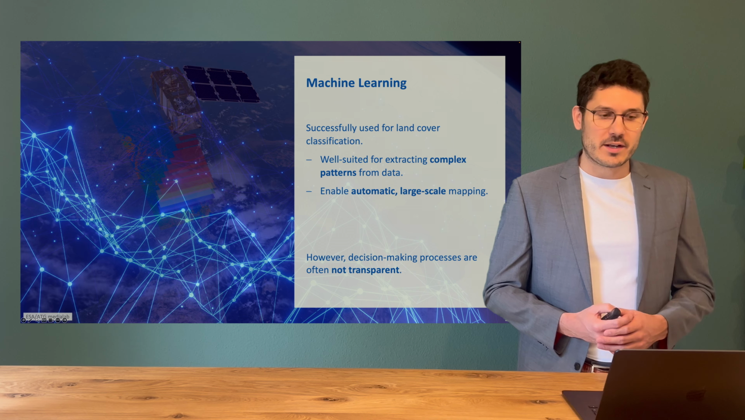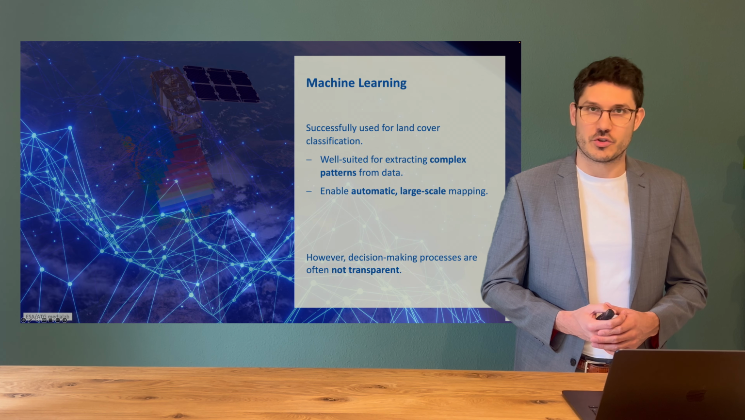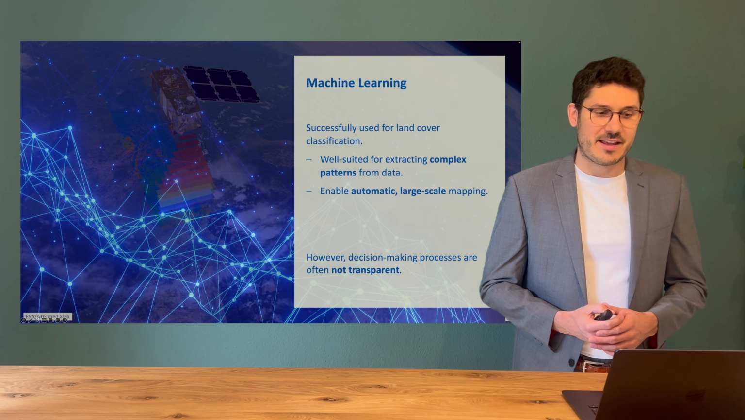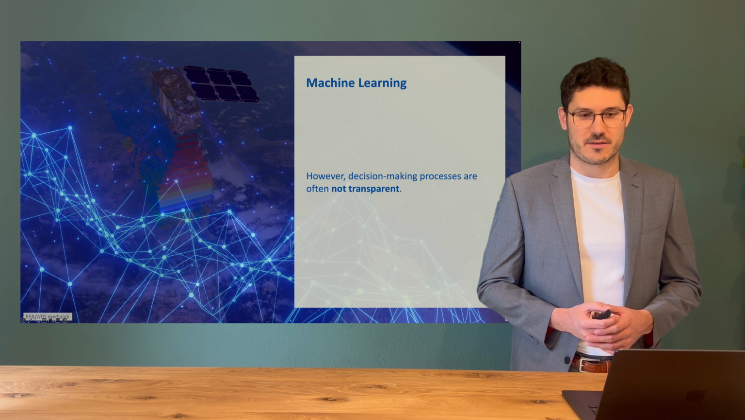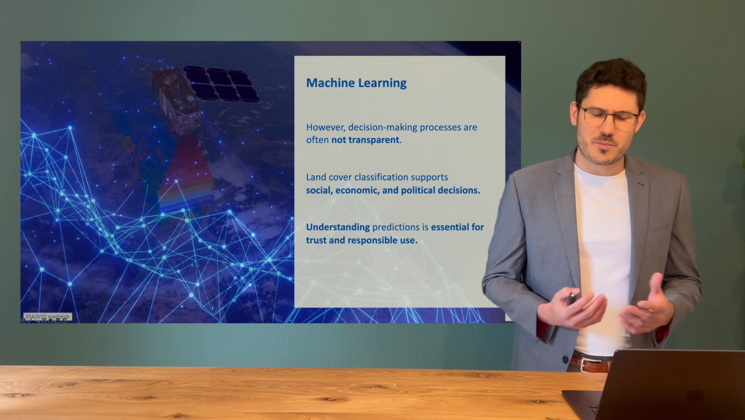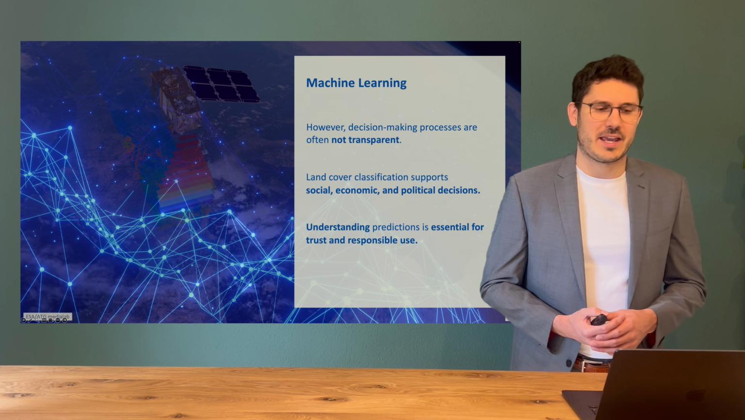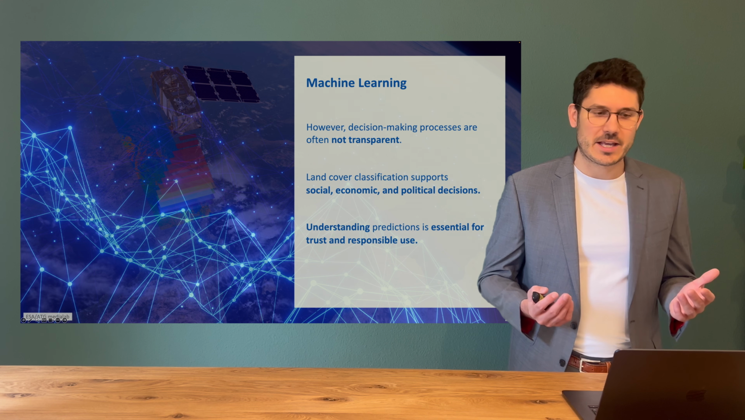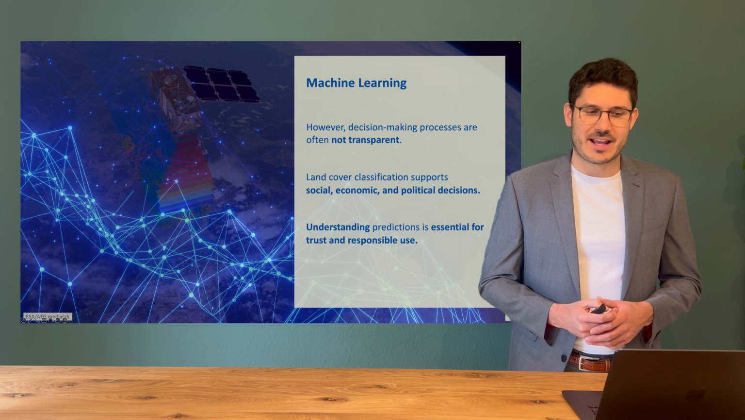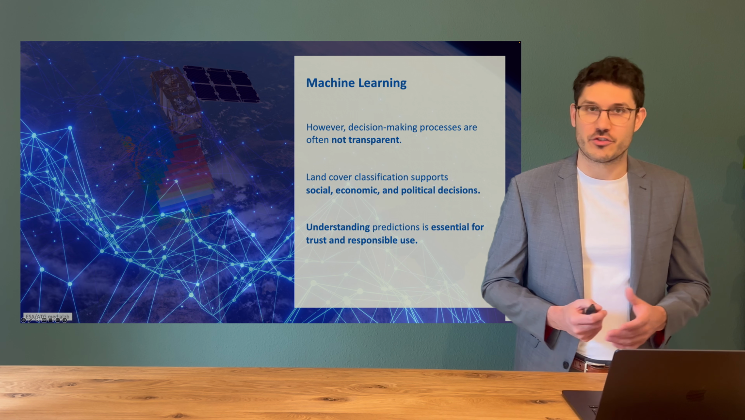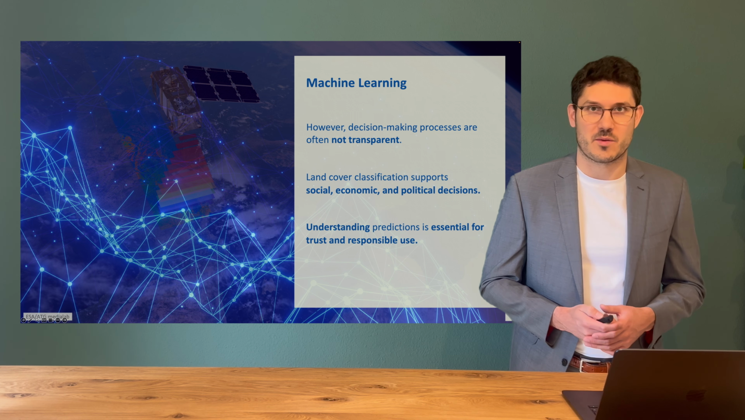However, there's one downside of using machine learning models, and that is that the decision-making processes are often not transparent. And this is a problem because land cover classification supports social, economic, and political decisions, and therefore understanding the predictions is essential for trust and for responsible use.